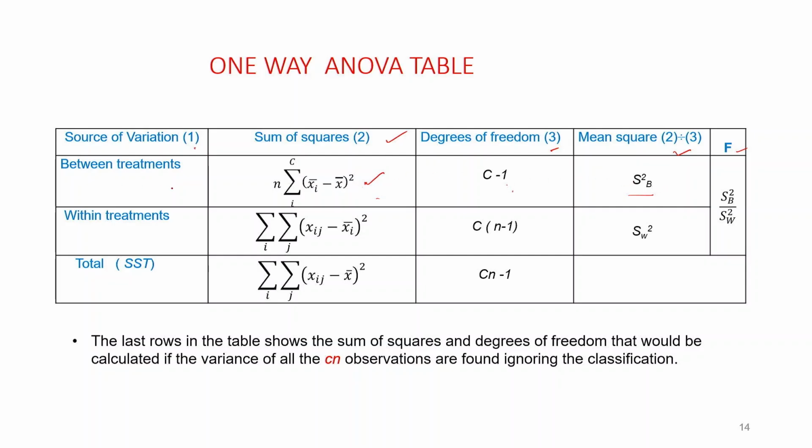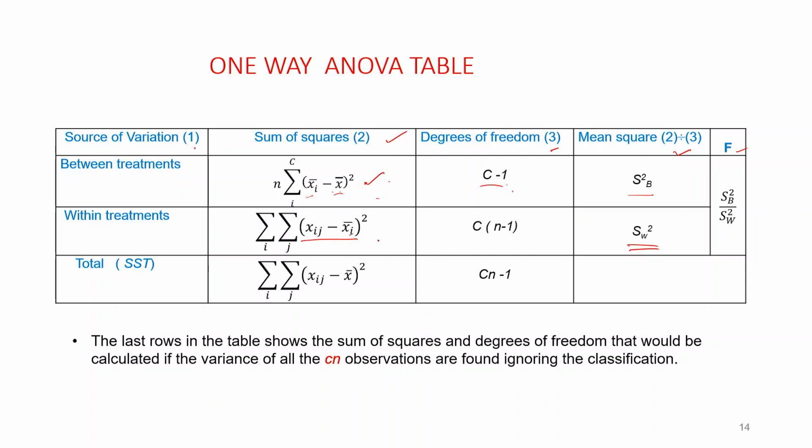We call this between treatment variance, because here you see the grand mean and the individual treatment means. This difference is squared, they are added, and then divided by degrees of freedom, and we find out what is your mean squared. Similarly, within treatments, this is the formula. When I divide 2 by 3, we get S squared W. That is the within treatment variance.